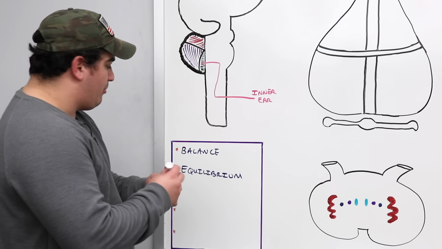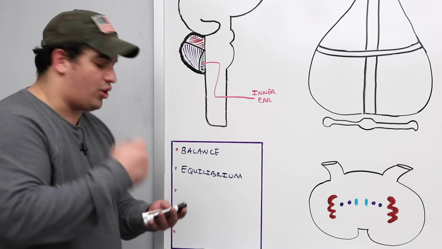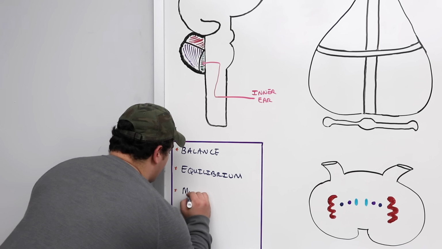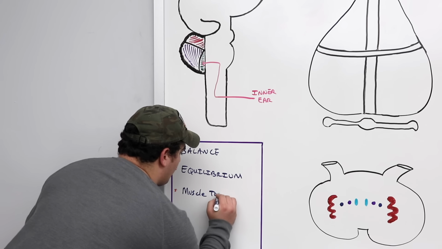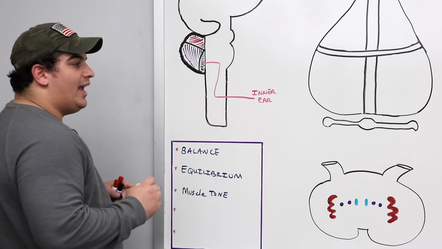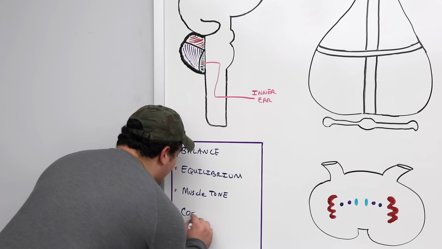The next thing that it plays an important role in is muscle tone. So it plays a role within our muscle tone. Let's write that down. Muscle tone. And it also plays a role in the coordination of our movement. So muscle tone and coordination.